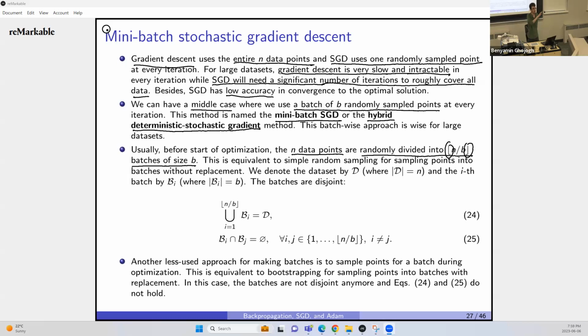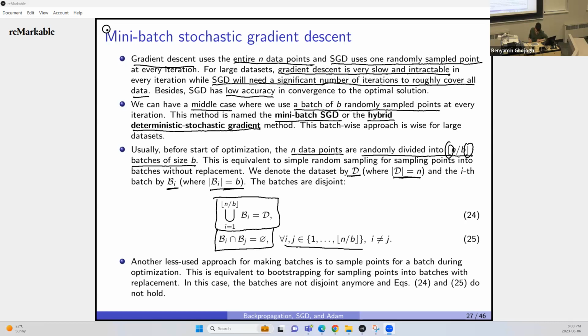What were we saying? So we have some batches and we sample the batches. This is equivalent to simple random sampling, as I said. We denote the data set by D, where the size of D is n, and the ith batch is bi. For every batch we assume they have the same size, b. The batches are disjoint. This is important. They don't have any overlap. This is not a must, but this is what we usually do. So their union becomes the whole D, but the intersection of each pair is the empty set, for all i, j indexing the batches.